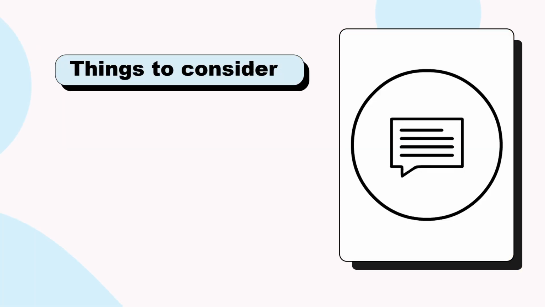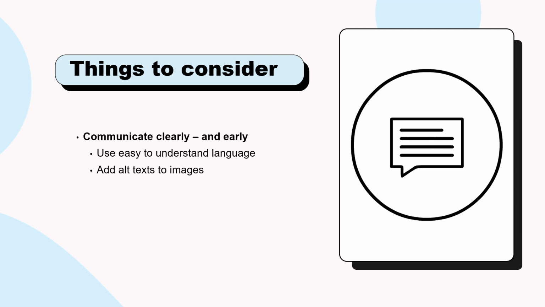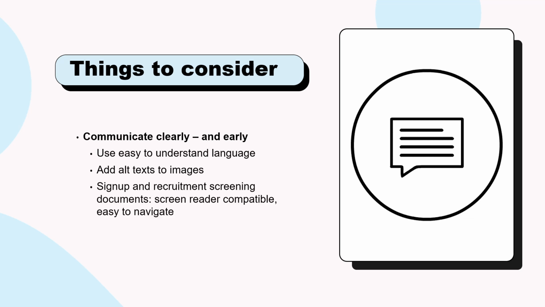And speaking of informed decisions, communicate clearly and early. All of your communication should be as accessible as possible. Use language that is easy to understand, add alt text to images, and ensure that sign-up as well as recruitment screening forms are screen reader compatible and easy to navigate with a range of different devices.